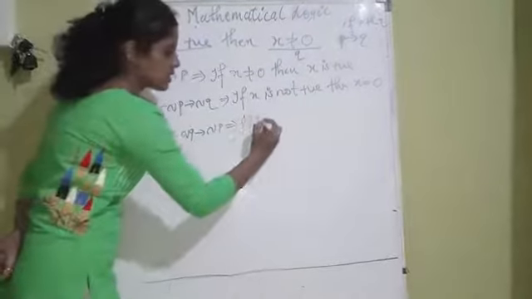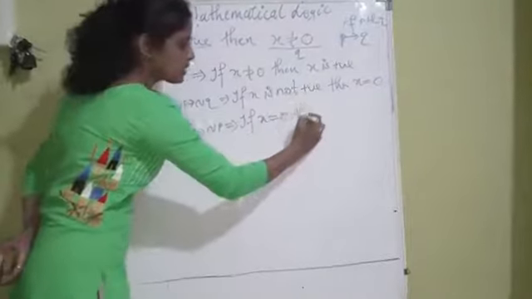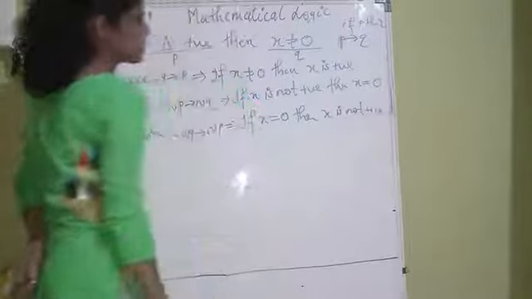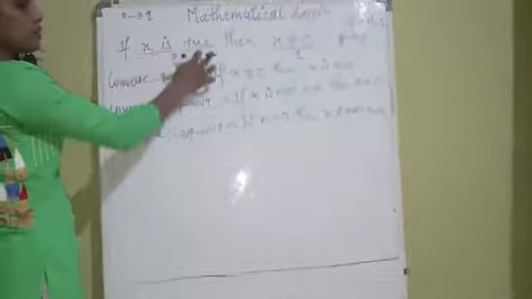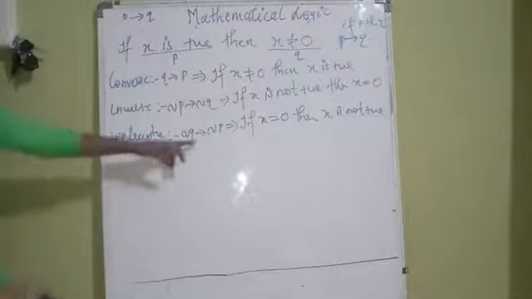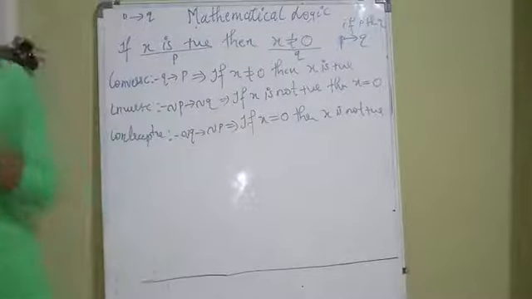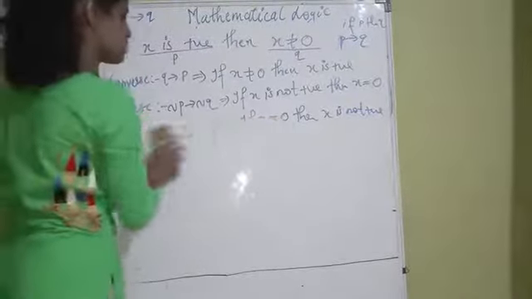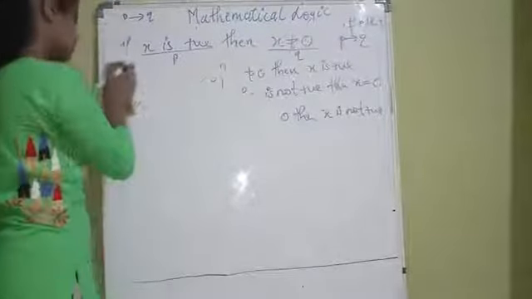Means if x is equal to 0, then x is not positive. Correct? P means x is positive. Not P means x is not positive. Correct? Negation of P means, so if x is equal to 0, then x is not positive. Okay. So with these types of examples you will get the converse, inverse and contrapositive of the conditional statement.